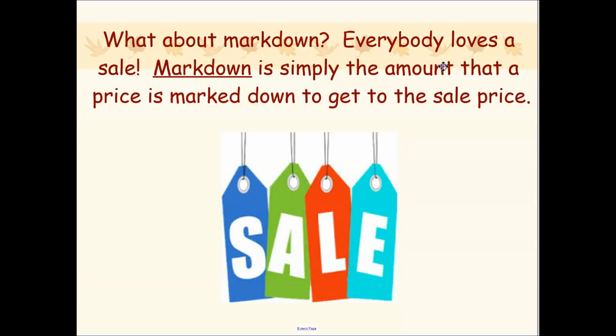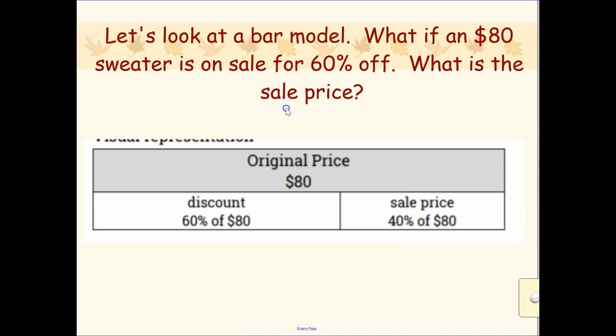So let's go in the other direction. Everybody loves a sale, right? Markdown is the fancy math way of saying sale. And it's just how much it is marked down to get to that sale price. So here's another bar model. What if an $80 super expensive sweater was on sale for 60% off? It's probably the only way I would buy an $80 sweater.